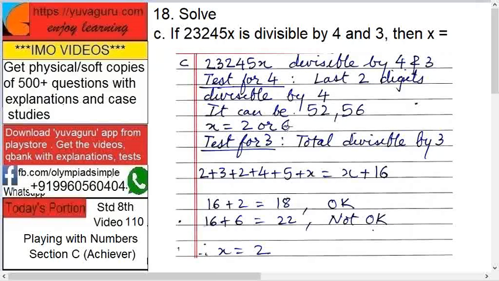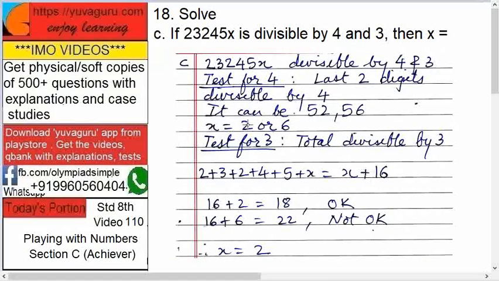Okay. Now next, divisibility test for 3. Okay. Total divisible by 3, right? So 2 plus 3 plus 2 plus 4 plus 5 plus x, that is x plus 16 is divisible by 3, right? So now we have the values of x as 2 or 6, and we also want x plus 16 to be divisible by 3.